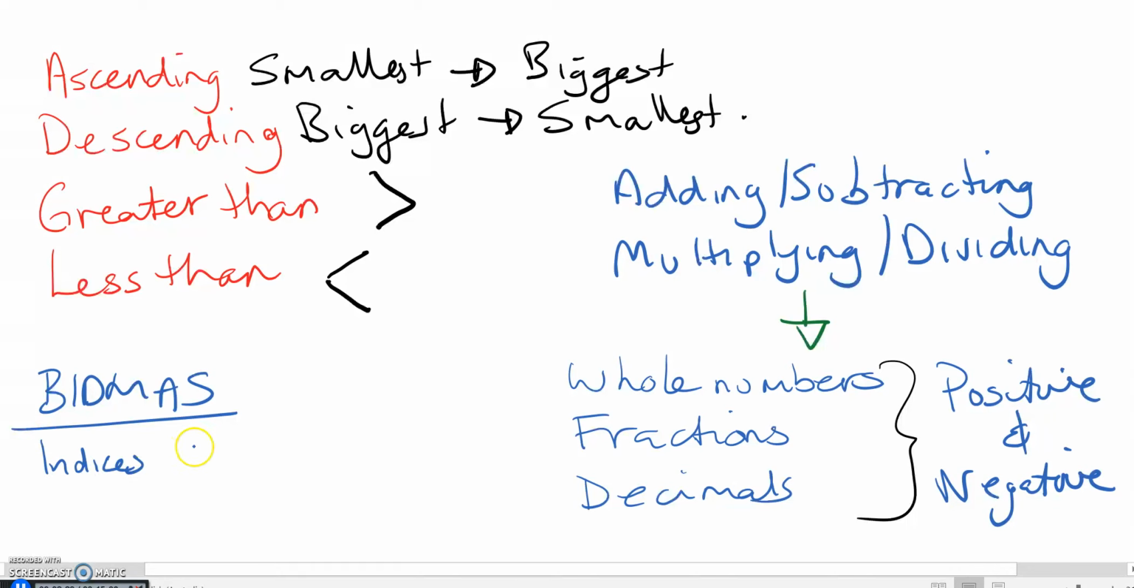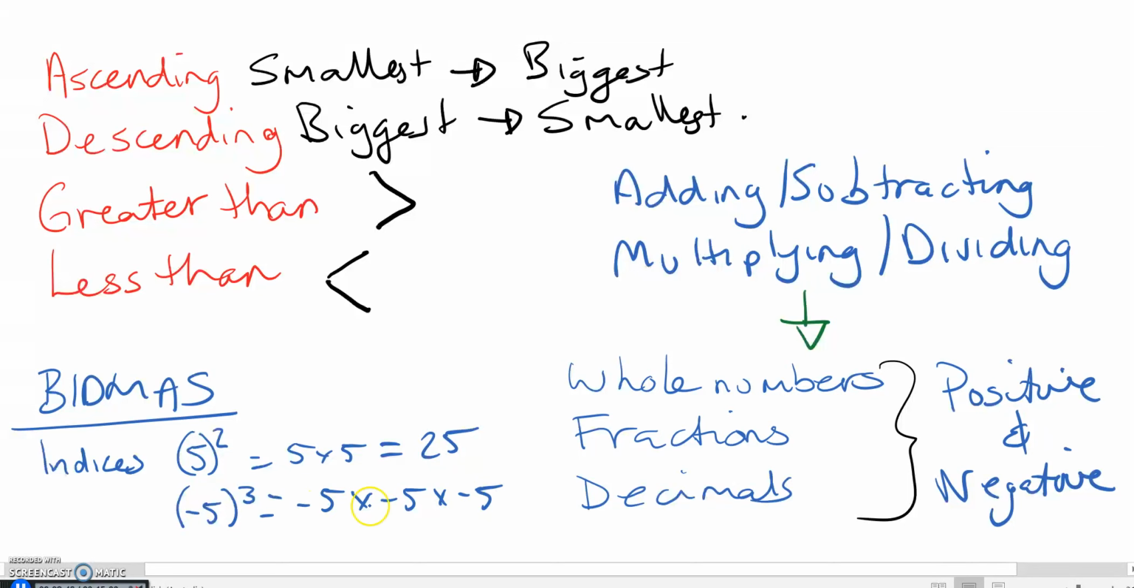You'll have something along the lines of 5 squared equals 5 times 5 equals 25, and then things like negative 5 cubed, negative 5 times negative 5 times negative 5. 5 times 5 is 25. The positive and the negative gives us our positive answer, but then we need to multiply by our last negative 5 to give us our negative 25 there.